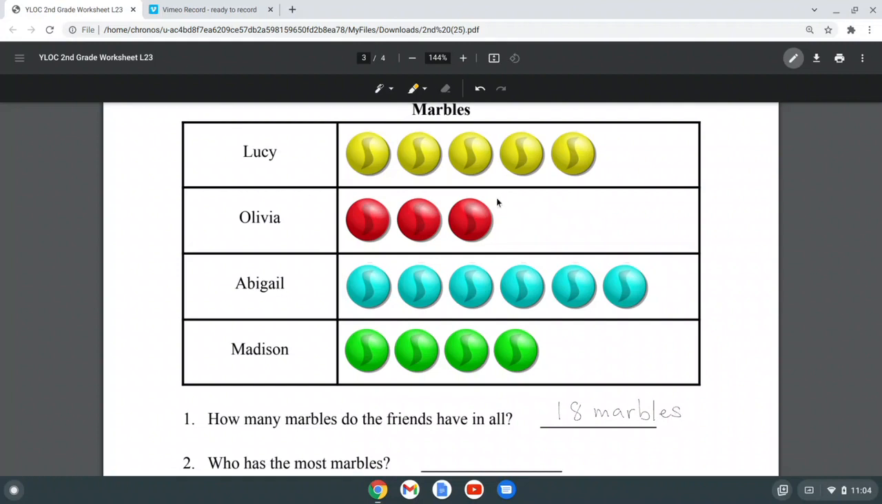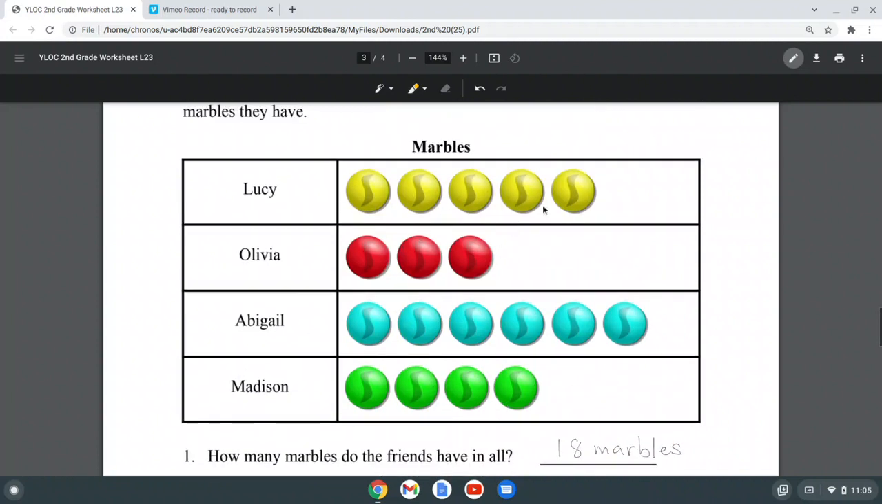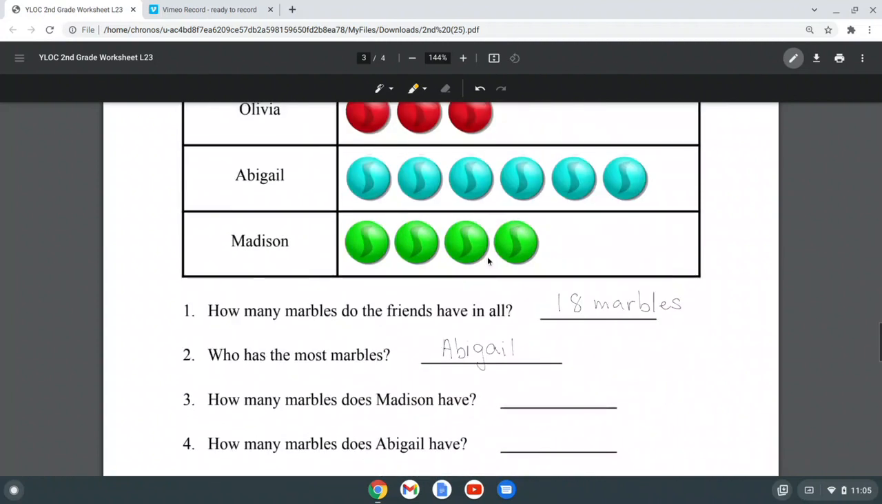Who has the most marbles? Since they're lined up here, this one has the most. 1, 2, 3, 4, 5, 6. And the other spaces are empty, so this one has the most. And who is that? Abigail. You can also count the marbles to see who has the most.